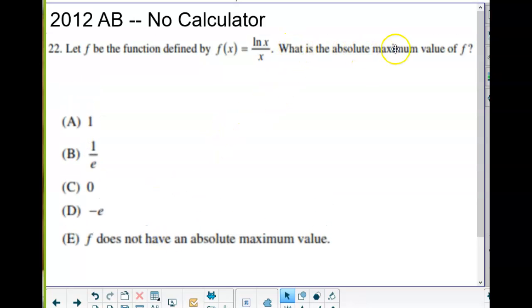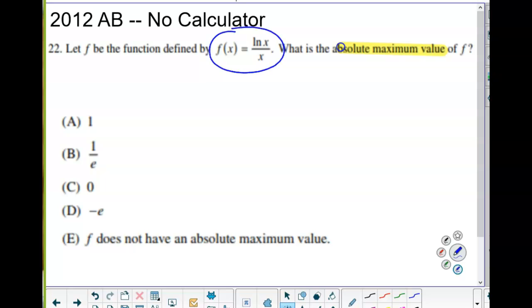It says, what is the absolute maximum? Notice how it doesn't say where. Where means x values; what means outputs, or y values. So what we need to do is basically that same approach. If I'm looking for an absolute maximum value, I'm looking for when the derivative changes from positive to negative. Well, that's going back to the derivative.